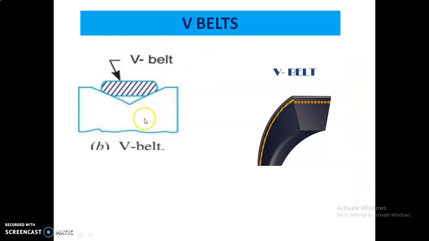So the cross section of the V belt will be like this. See, this is a V belt. The cross section of the V belt is a trapezoidal section. So this is a trapezoidal section shape. If we cut the belt, the cross section will appear like this. This is the trapezoidal cross section.